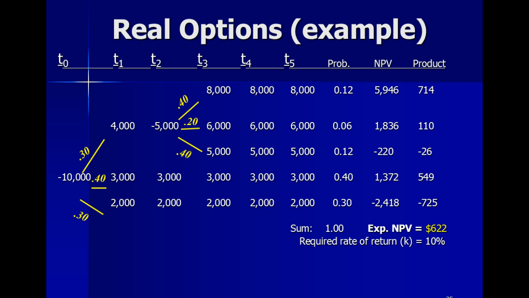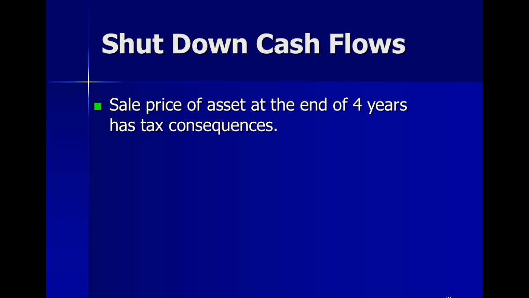Okay, and of course, we use net present value to estimate the required rate of return on these projects. We also have interlaced on the cash flows the probabilities, and then the net present cash flow, and we multiply the cash flow by the probability, and we can get a real option net present value. Okay, so let's talk about shutdown costs.